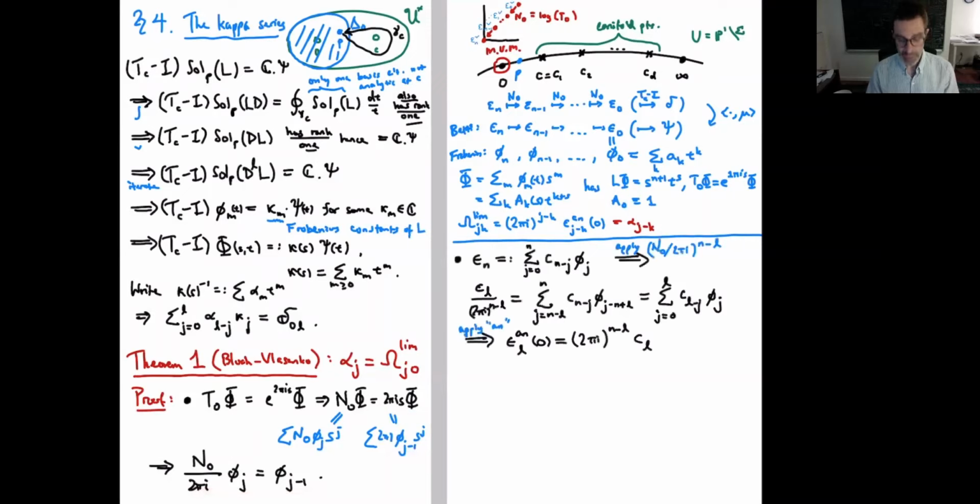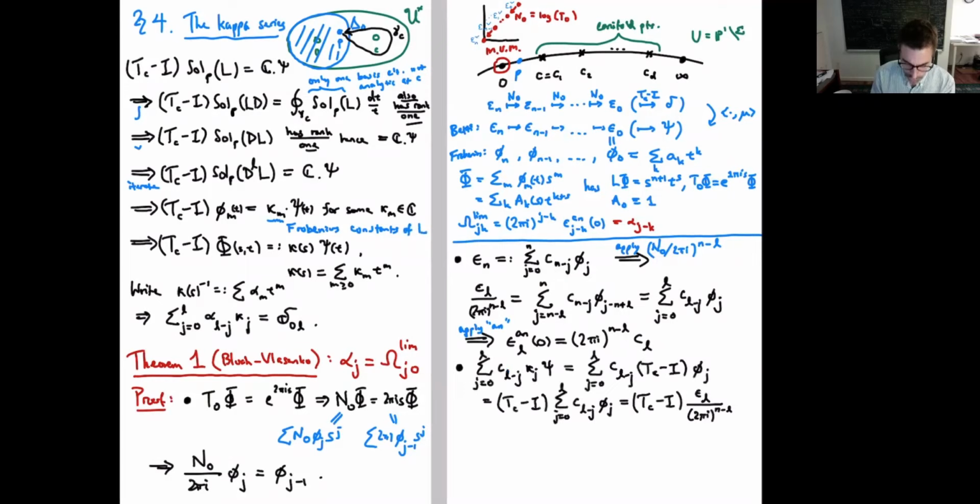Then the next step is that you need to show that the change of basis matrix from the Betti periods to the Frobenius periods is just given by the constant terms of the analytic parts of the Betti periods. So that's here. And that's just, again, you write epsilon n in terms of the Frobenius basis and repeatedly apply N naught, and it pops out.